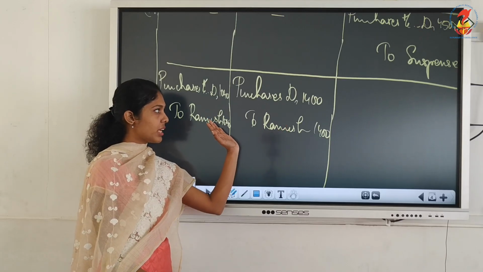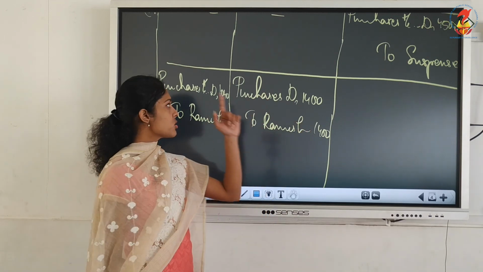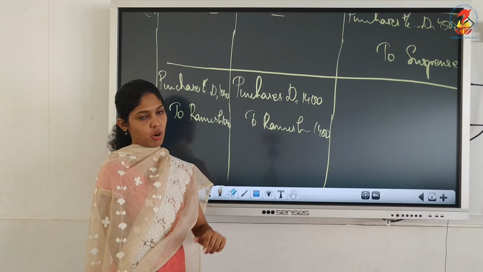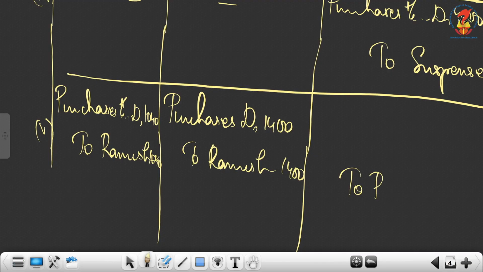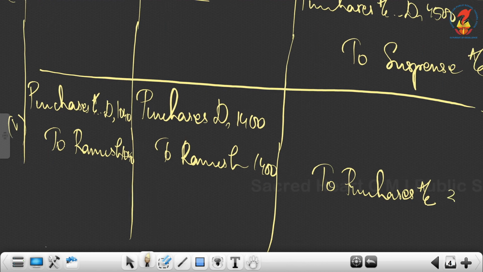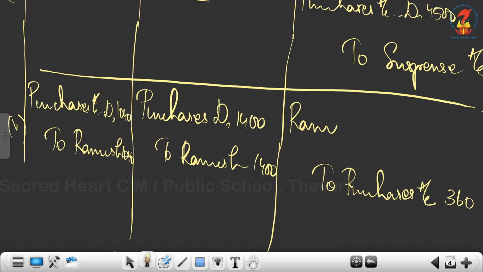That means we have debited purchases account with an excess amount. Actually it is to be debited only with 1040. We debited with an excess amount. So what should we do? We have to cancel that excess debit, so we have to credit it. And that excess amount is 360, that is 1400 minus 1040. Then Ramesh was given an excess credit, so we will cancel that by debiting Ramesh.